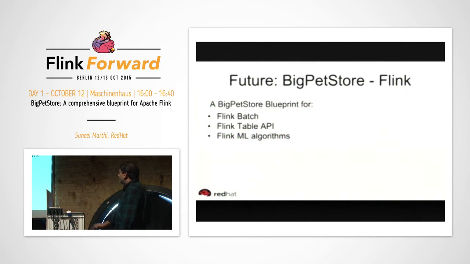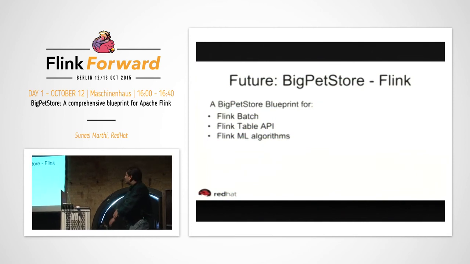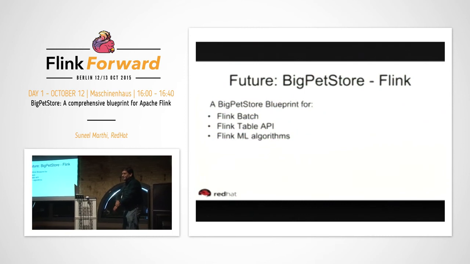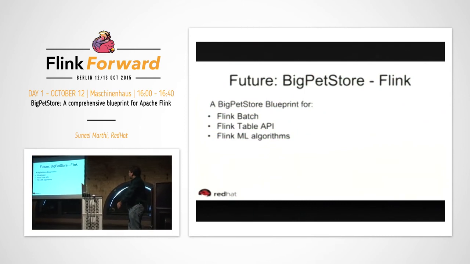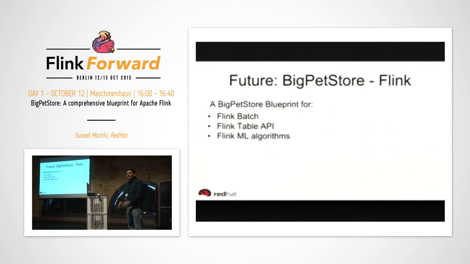Right now, we have only a Flink streaming blueprint in place. In the future, we would like to add a Flink batch API as part of it, and the Flink table API when it is available and in alpha, and Flink ML algorithms. I do see that Flink ML is using specific data generators that have been written in-house, so I think you could leverage these data generators for sniffing out your algorithms.